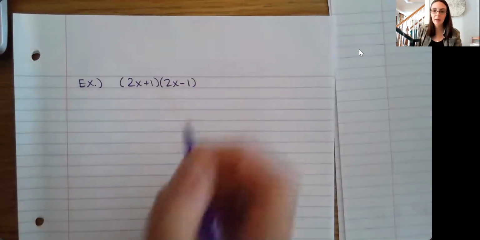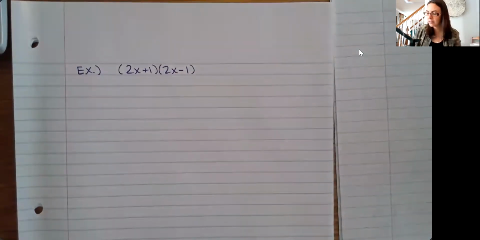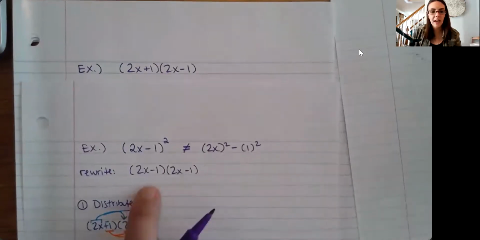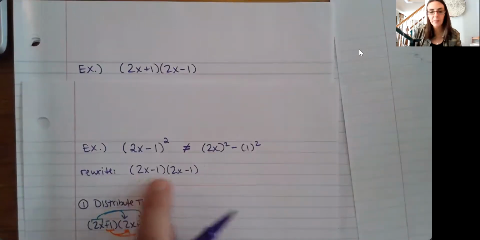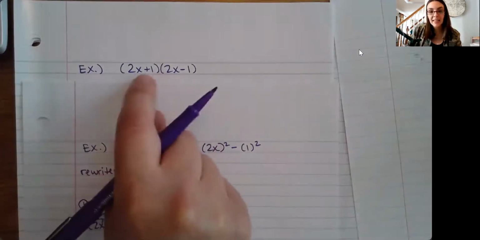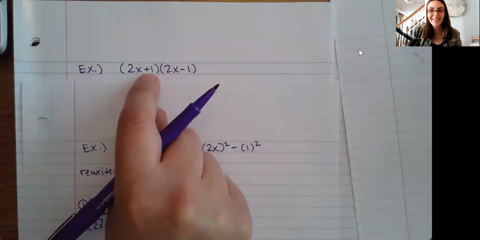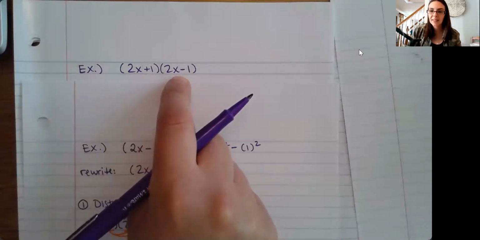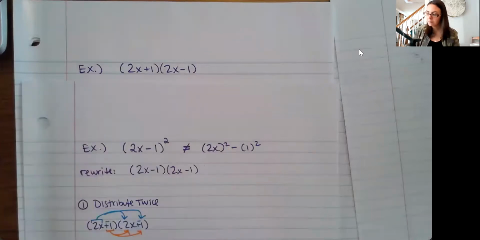And you may be saying, but we just did this problem, right? It looks almost exactly the same, but it's actually a little bit different. So in the problem I just did, I was squaring, so I had the same exact binomial twice. Here I have the binomial, but it's almost the same. One's a positive, one's a negative. And this is actually a really common style example that we see in algebra.